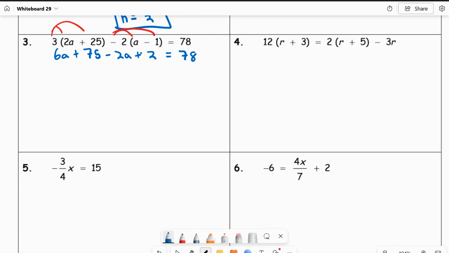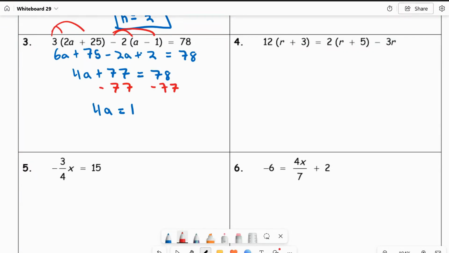Second, let's clean up by combining like terms. So let's take our 6a minus 2a, which gives me 4a. 75 plus 2 gives me 77, which all equals 78. Now let's isolate our variable. So let's move 77 to the other side. We can do that by subtraction. So on the left side, I am left with just 4a equals 78 minus 77 is just 1.